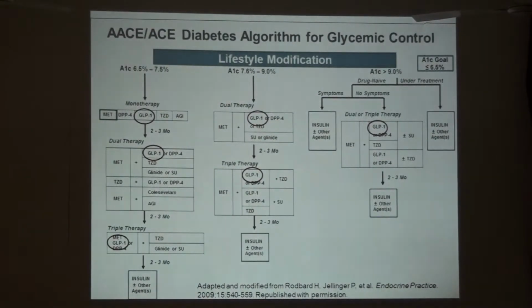The AACE algorithm, monotherapy. In those patients who have 6.5 to 7.5%, they have said monotherapy. Those patients with HbA1c up to 9%, you start off with dual, metformin plus GLP-1. A1C more than 9%, you start off with a dual or triple therapy if you're not starting off with insulin, metformin plus GLP-1. So you have it across the continuum of care. Where you want to place it is your discretion, but it is approved for all stages.